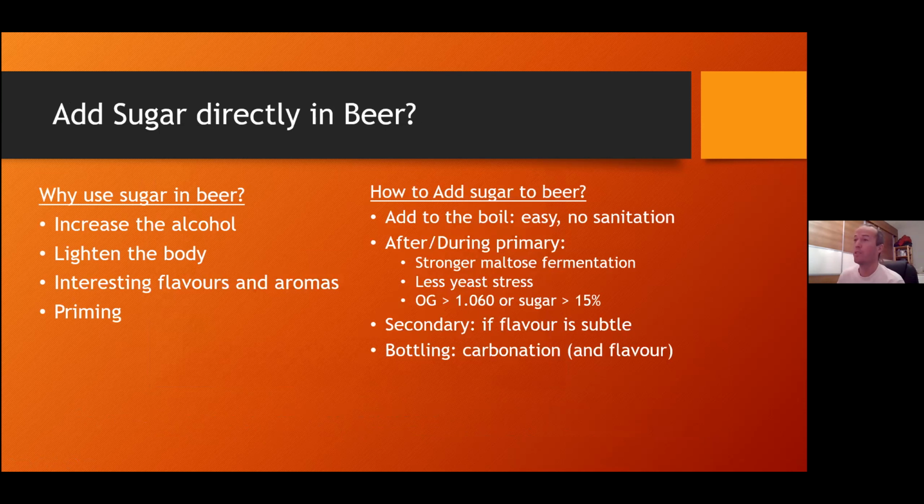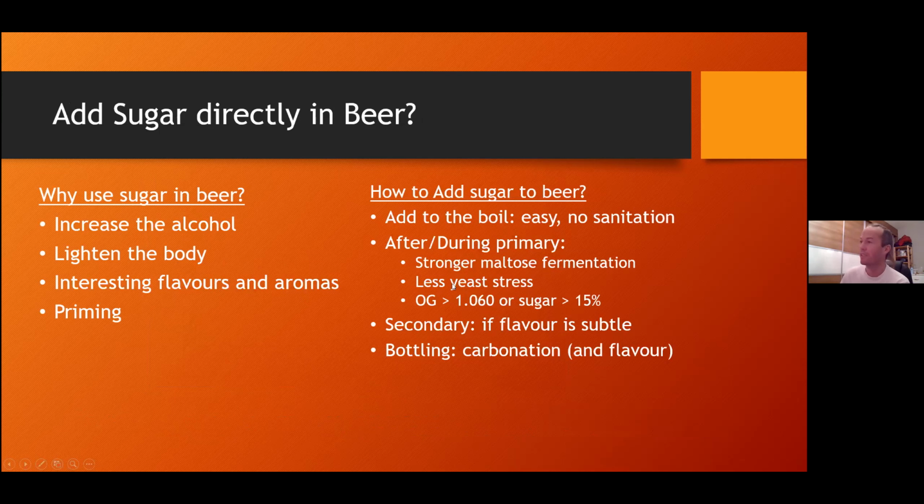So sugar, how do you use sugar? Why do we use sugar? We increase the alcohol, we lighten the body. This is especially true for Belgian beers. Interesting flavors and aromas, and that is really what we want to talk about here. And priming.